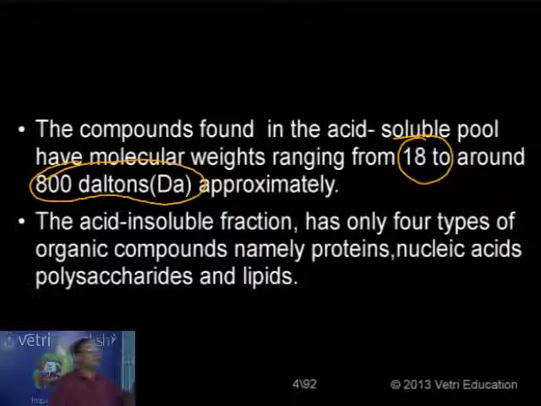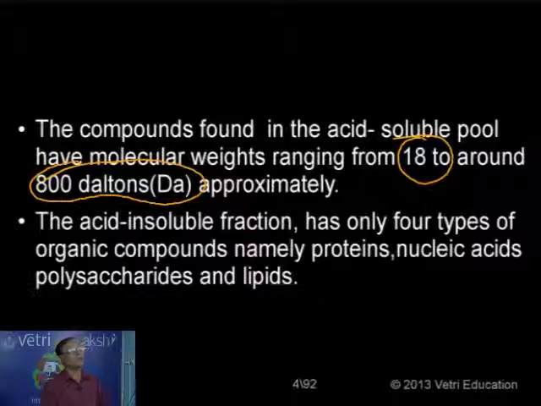So this is about, actually, we have thousands of components in this acid soluble pool. Now, what are the components, the compounds, which are being retained in the acid insoluble fraction? In the acid insoluble fraction, we have only four different types of macromolecules or biological molecules.